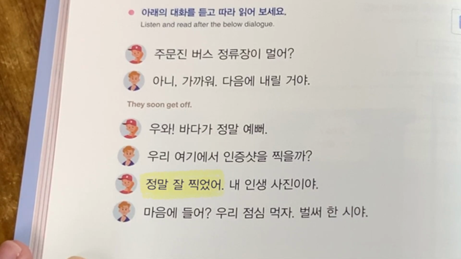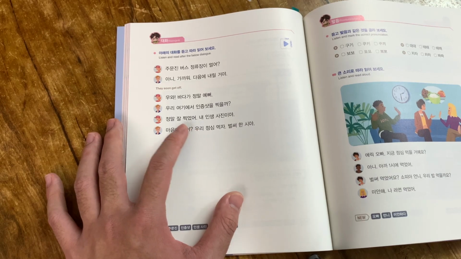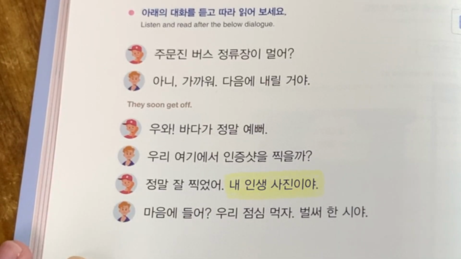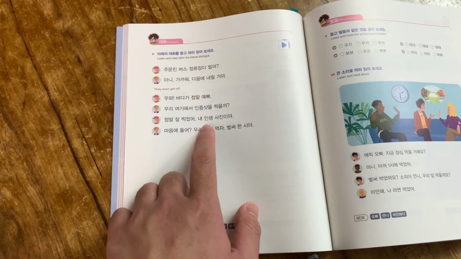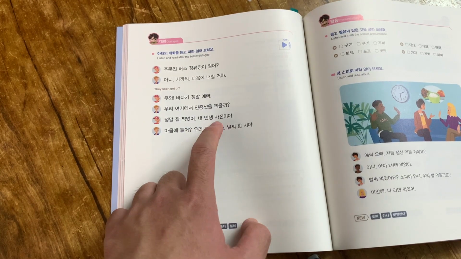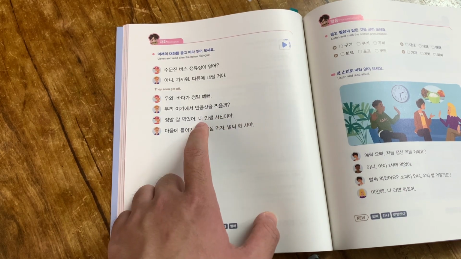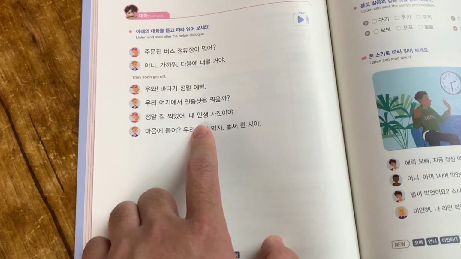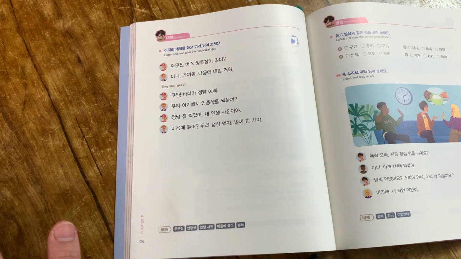정말 잘 찍었어. The picture was taken really well. 내 인생 사진이야. 내 means my. 인생 technically means life. So 사진 means picture, and 이야 is just like the ending. This is my life picture. It's like my picture of the day. Not OOTD, but POTD. Pick of the day.